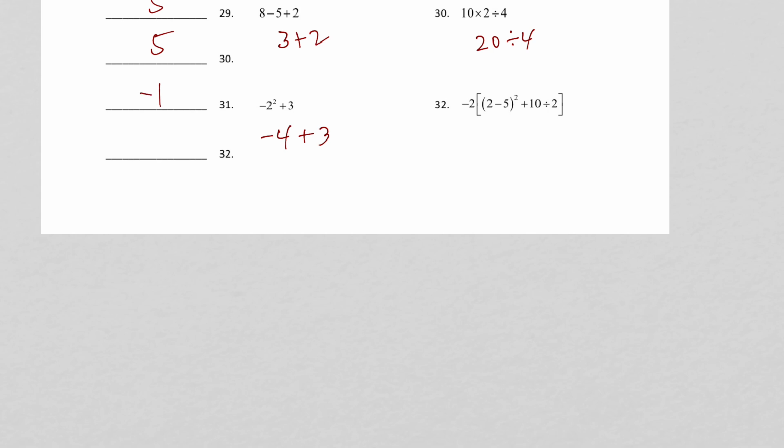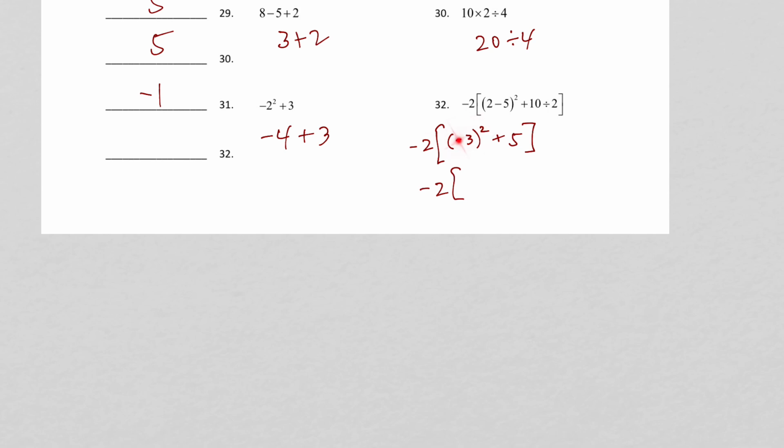There's a lot going on here, so I'm going to do it one step at a time. I got negative 2 times bracket. This turns into a negative 3. And then we have plus, and I can just do this right now because I do the division before I do an addition. So 10 divided by 2 is 5. Okay, now I have negative 2.